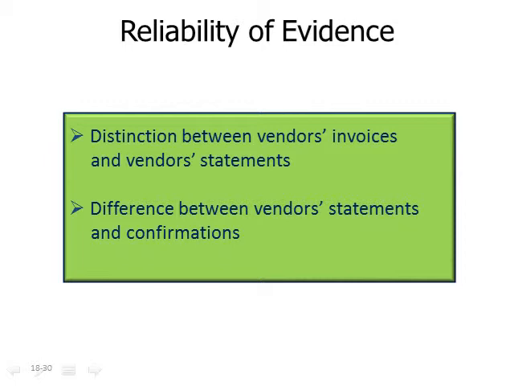Auditors should distinguish between vendors' invoices and vendor statements in verifying the amount due to a vendor. Auditors get highly reliable evidence about individual transactions when they examine vendors' invoices and related supporting documents such as receiving reports and purchase orders. The most important distinction between a vendor statement and a confirmation of accounts payable is the source of information. A response to a confirmation is normally sent directly to the CPA's office by the vendor.